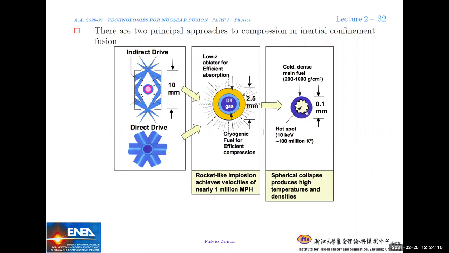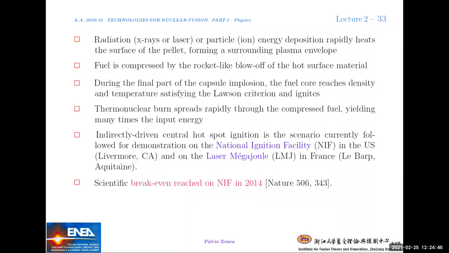Okay. So inside, a hot spot is created in the order of 10 keV, similar to the temperature that we have in magnetic fusion, but with a much higher density. So in the order of 200 to 1,000 grams per cubic centimeter, okay? So the matter inside is very, very dense. And so 1 cubic millimeter can be in the order of 1 kilogram, okay? So that's to give you the impression of this. So this is what is happening.